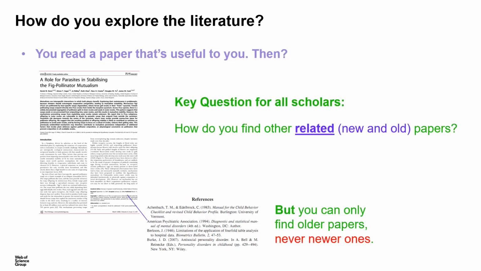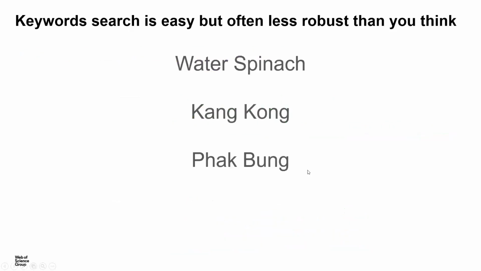The next thing you might then explore is to start a new keyword search on a search platform. So most of you would turn to maybe Google Scholar and you type in a keyword to search for your research topic. So keyword searching is good, but there are some challenges. So on the screen here, I have 3 keywords: water spinach, kangkong, and bakpong.